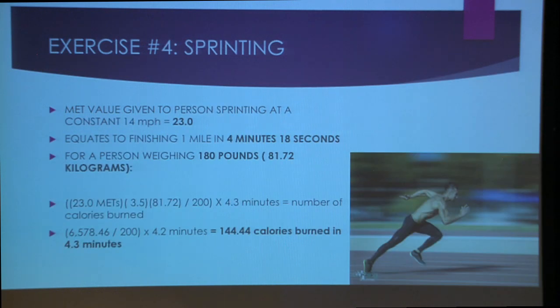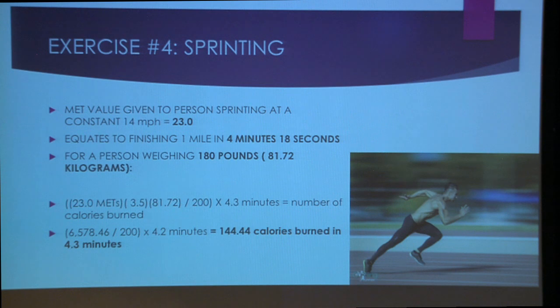Our next exercise is sprinting. Now, sprinting is a much more demanding exercise for the cardiovascular system, so it has a very, very high MET value of 23.